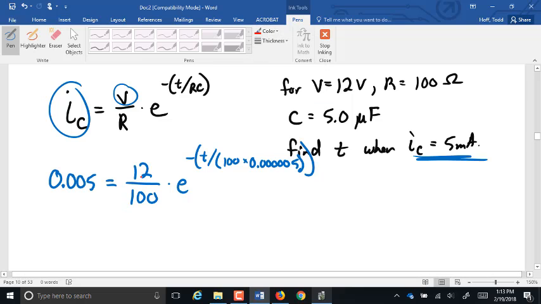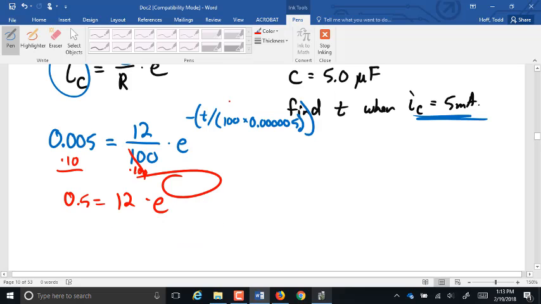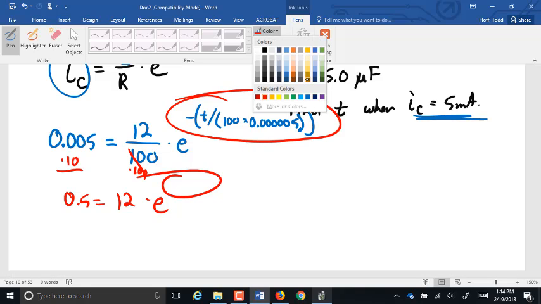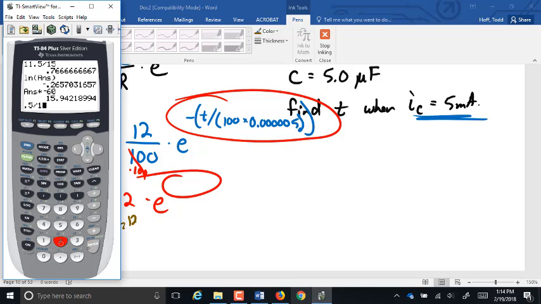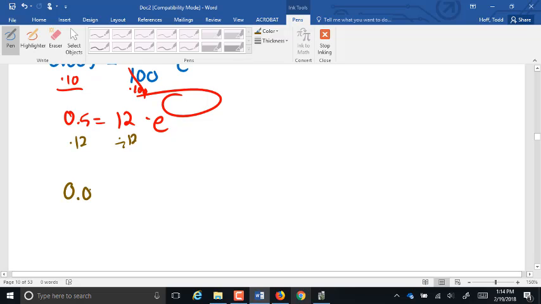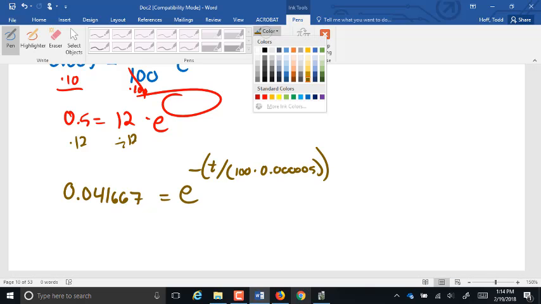So I'm going to start out here. Instead of doing 12 divided by 100, I'm just going to multiply by 100. So I got 0.5 equals 12 times e to the, I'm going to put a circle there because we're a little short on time. We know what that is, right? That thing right there. Then I'll divide by 12. So I'm going to punch this in the calculator. Remember, I'm going to leave it there. 0.5 divided by 12 is 0.0416666666 equals e to that power of negative t over parentheses. What was it? 100 times that, right? Then what do we do?